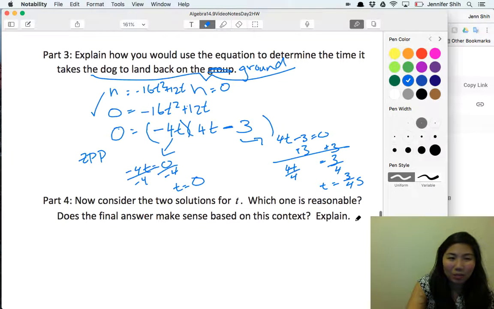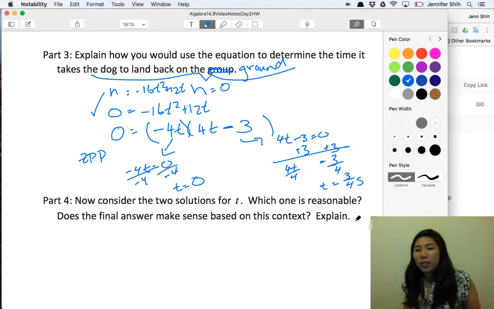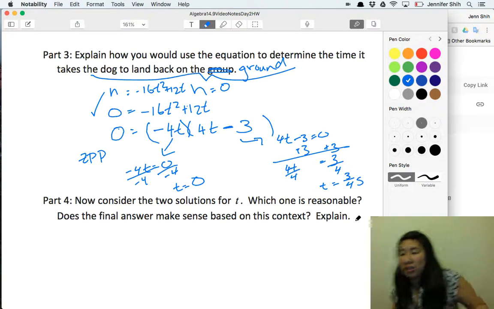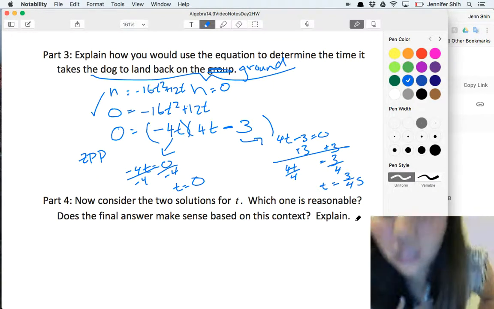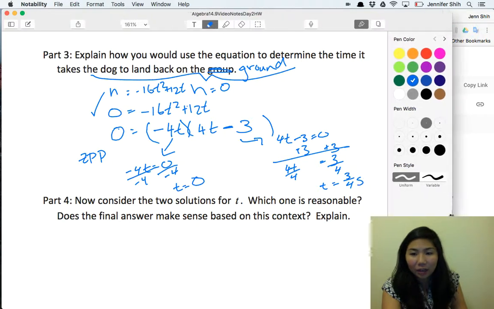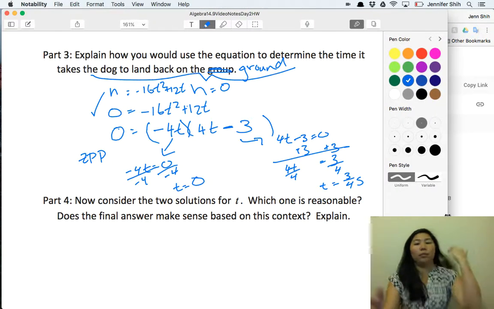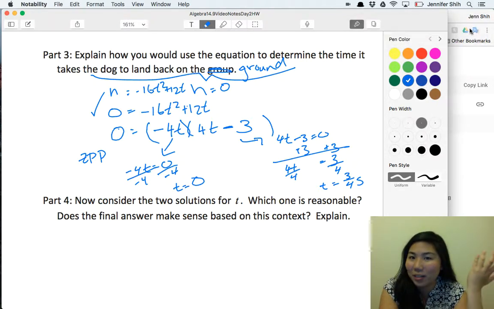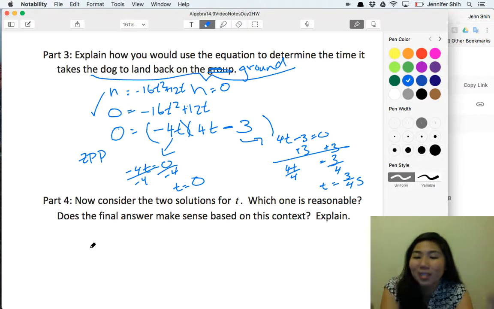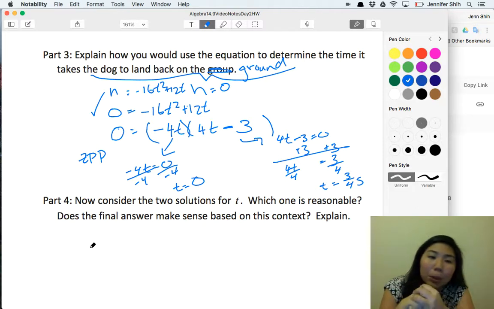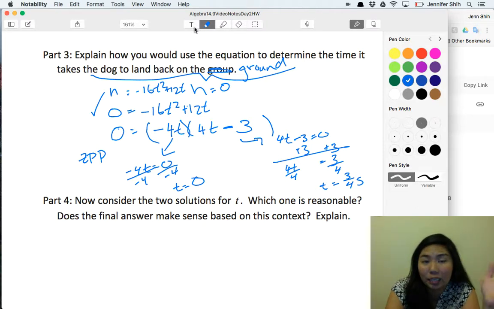Okay. For part 4, now consider the 2 solutions for t. Which one is reasonable? Does the final answer make sense based on this context? Context means the story of the problem. And the story of the problem is this poodle is jumping in the air. So if the poodle is jumping in the air, then how long is it going to take? Does it make sense that the poodle lands and it's been 0 seconds? No, but it kind of makes more sense that it takes the poodle 3/4 of a second. It's less than 1 second, but 3/4 of a second to land back on the ground.